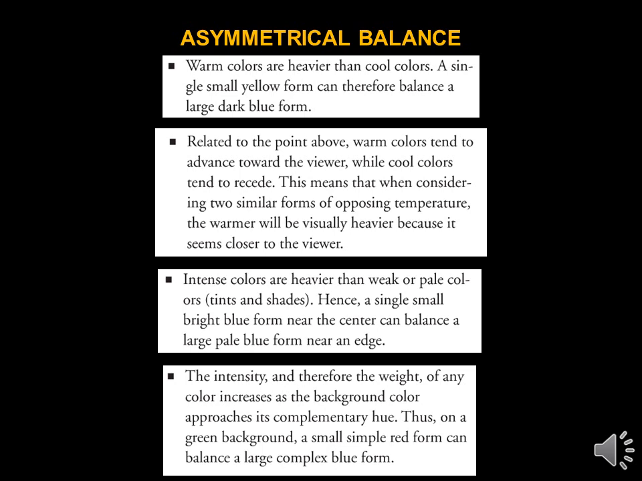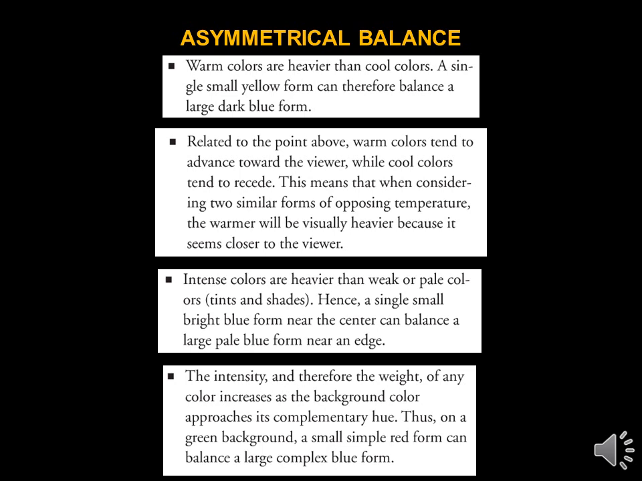Now, when we introduce color into asymmetrical balance, color tends to complicate the form principles we just went over. So here are some color principles to counteract them. Warm colors are heavier than cool colors. A single small yellow form can therefore balance a large dark blue form. Related to the point above, warm colors tend to advance towards the viewer, while cool colors tend to recede. This means that when considering two small or similar forms of opposing temperature, the warmer will be visually heavier because it seems closer to the viewer.